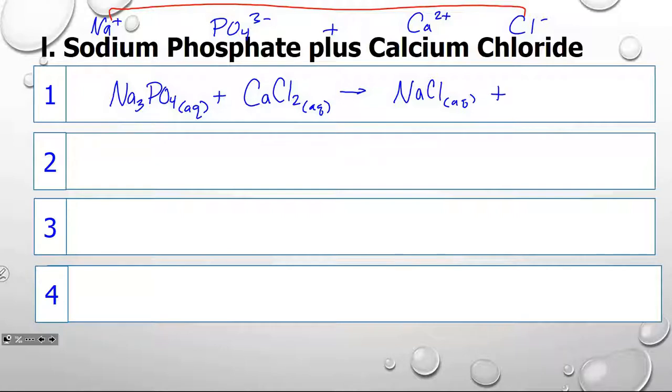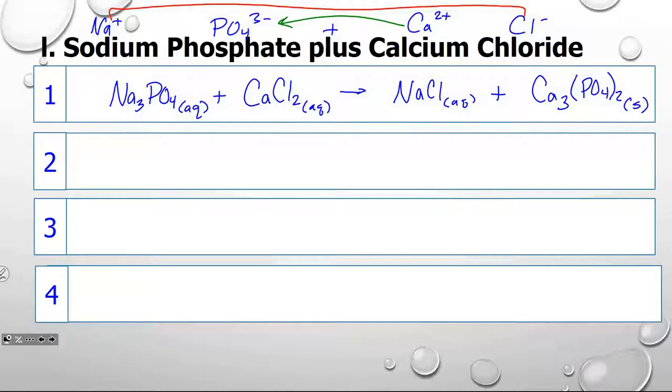Okay, plus we do the insides, calcium with phosphate. And here we've got to do another trick again. What goes into both? 6. So how many calciums do I need? 3. How many phosphates do I need? 2. Okay, and then we go through NAGSAG. No nitrates, no acetates, no group 1 metals, no sulfates, no ammonia, no group 17 metals. So this is our solid.